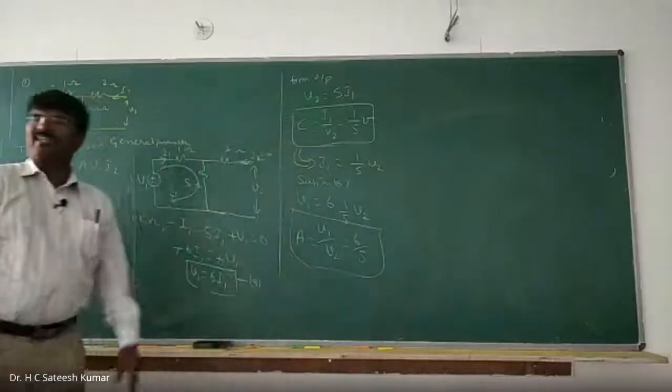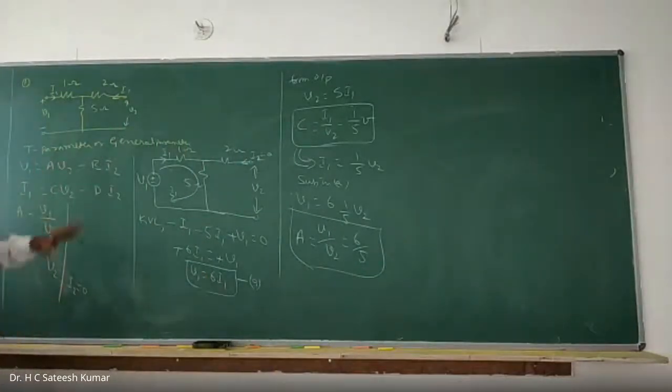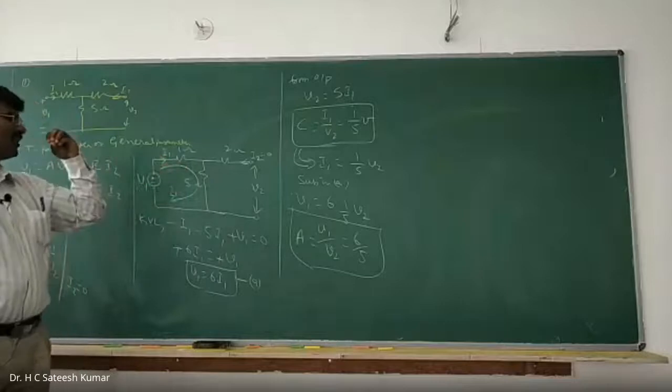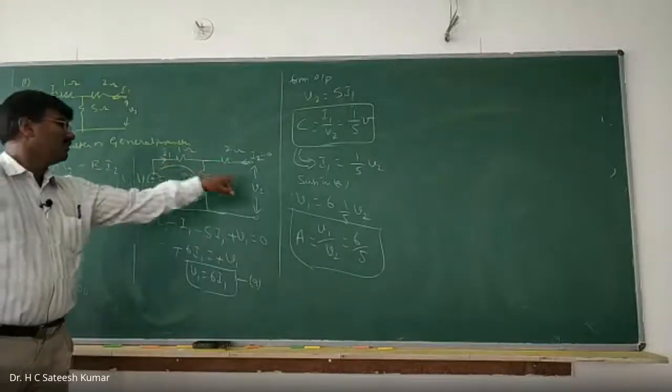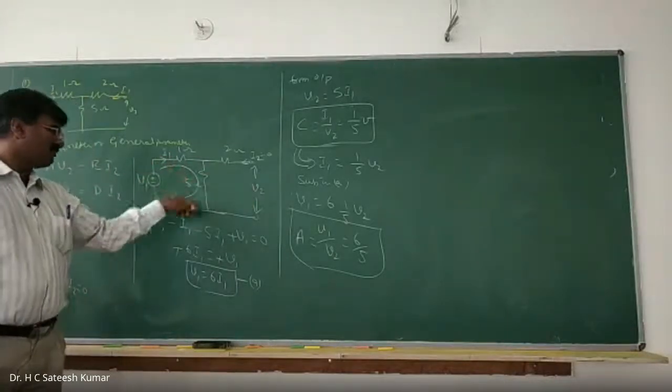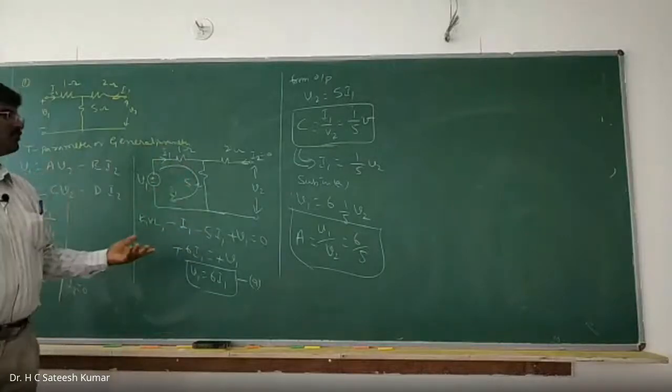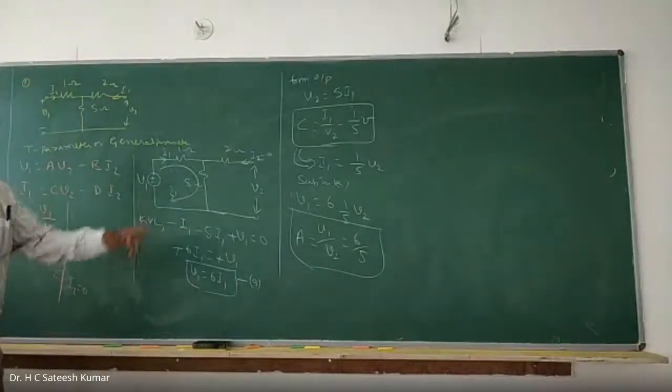So there is no special method here. You check what you want, and as soon as you see the question, blindly apply KVL. You find V2, you find V1, you apply KVL, you will get two equations, substitute one in another, automatically you will get it, and then you check what you want.